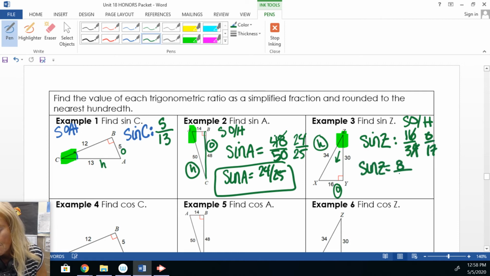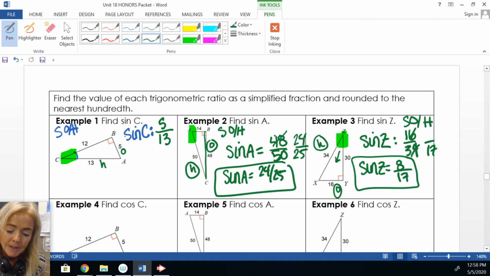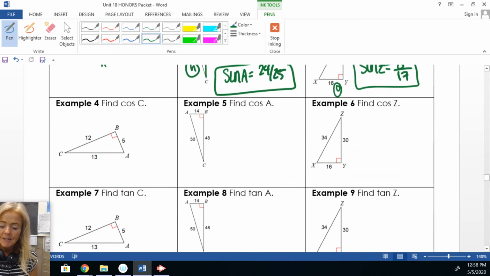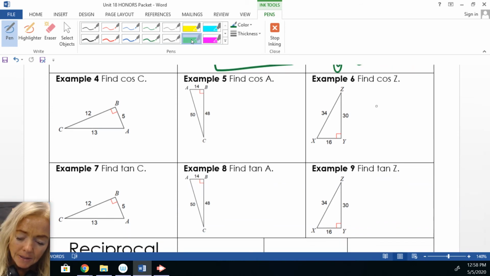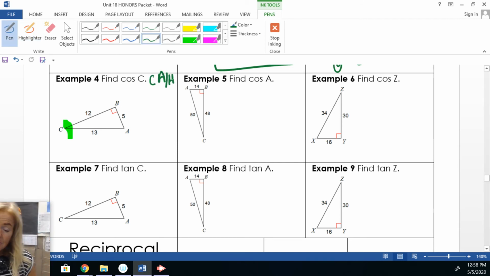All righty. So that's how you would figure out what those are. Now we're going to find some cosines and tangents. I can move this down. So cosine C, again, we're looking at C. Then we figure out cosine is adjacent over hypotenuse. We write cosine C is equal to, and then we find adjacent.